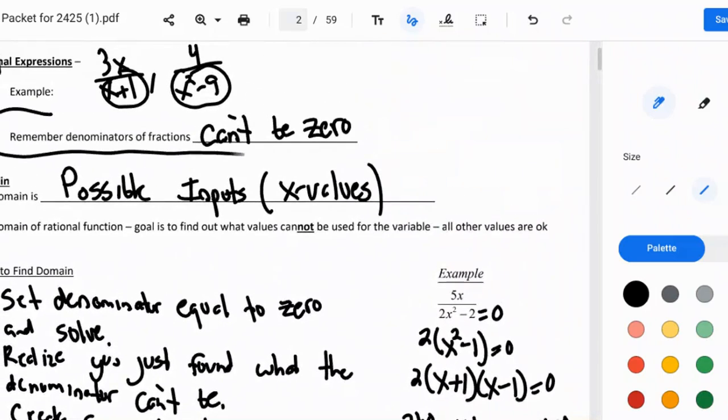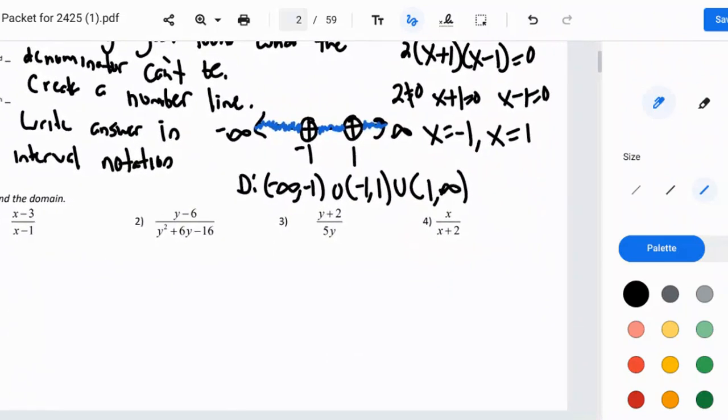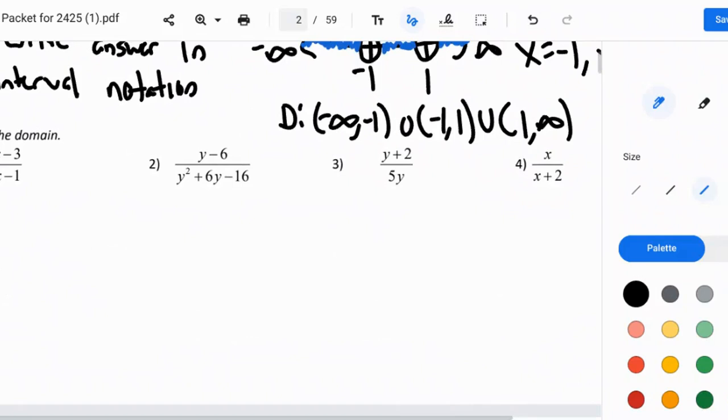It says, remember, denominators can't be 0, because if you get a 0 on the bottom, that's a divide by 0 error. It's not possible to have a 0 on the bottom. These next 4 are just asking you to find the domain. If we follow those steps, that would be setting the bottom equal to 0. I don't care what the top is at all, because the top can be 0, the bottom just can't.